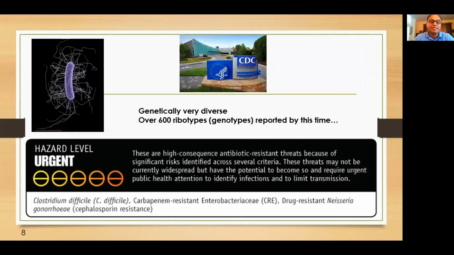According to the CDC, this pathogen, Clostridium difficile, is an urgent threat level pathogen. These are high consequence antibiotic resistant threats because of significant risks. These threats may not be currently widespread, but have the potential to become so and require urgent public health attention to identify infections and limit transmission.